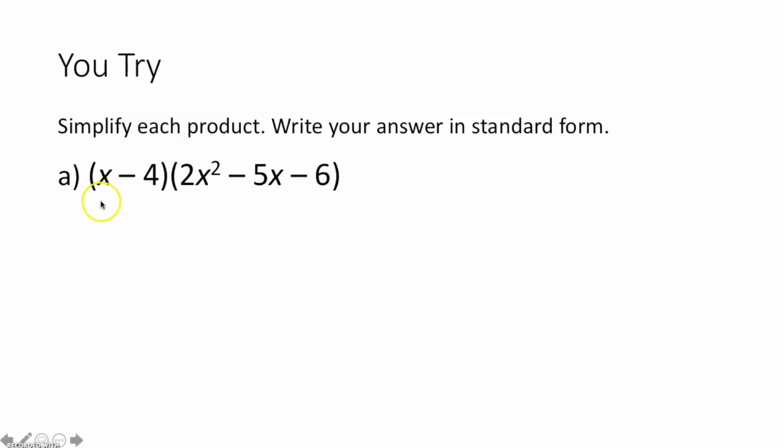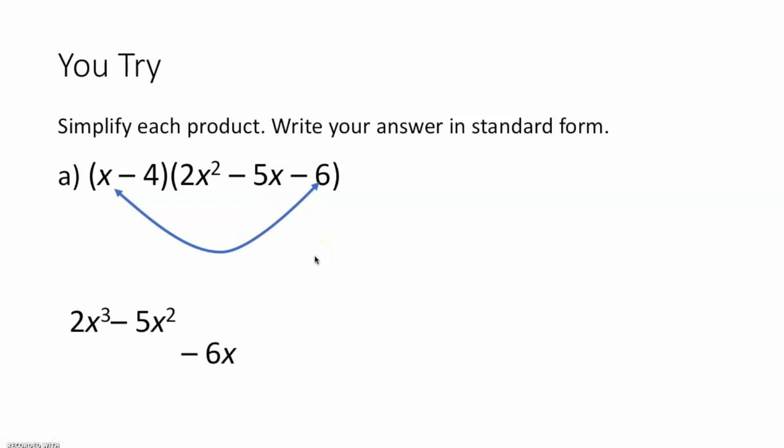Okay, same thing here. We're going to use double distribution. So we're going to distribute the x to each term. So we distribute the x to the 2x squared, and we get 2x cubed. We distribute the x to the negative 5x, we get negative 5x squared. We distribute the x to the negative 6, you get negative 6x.